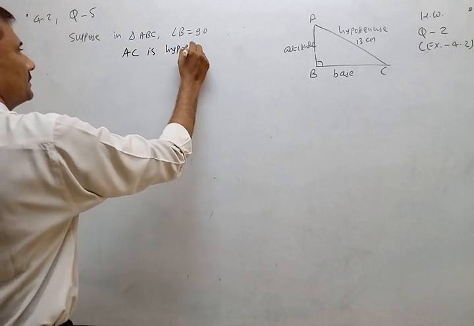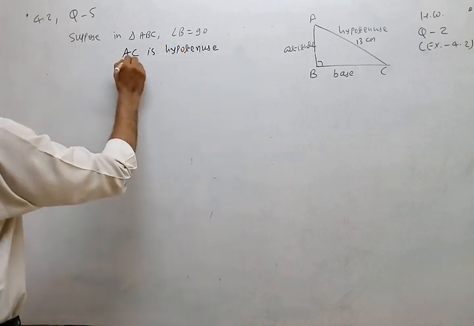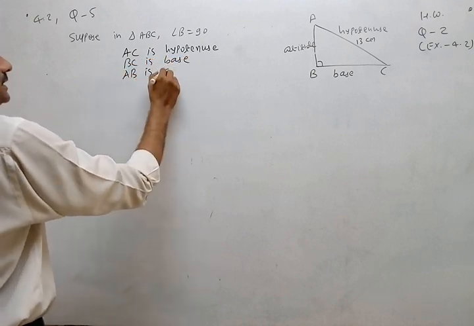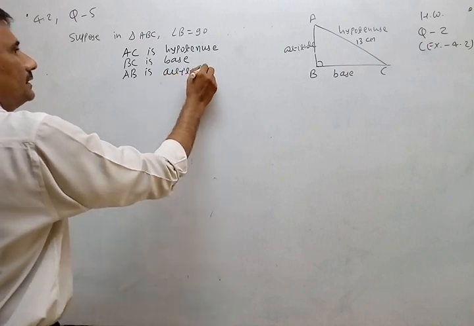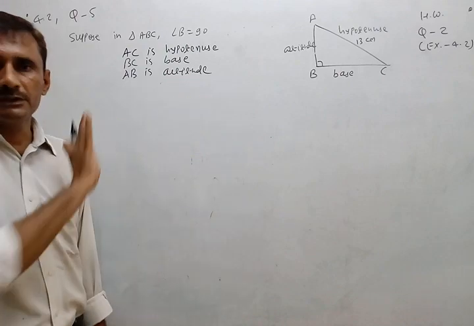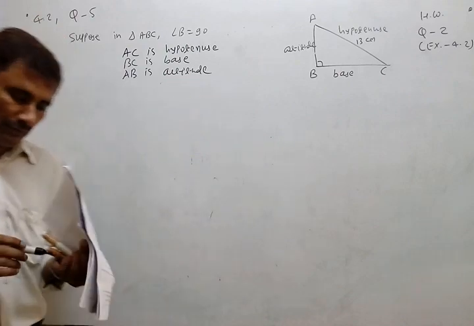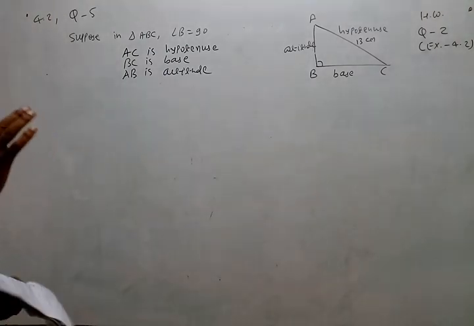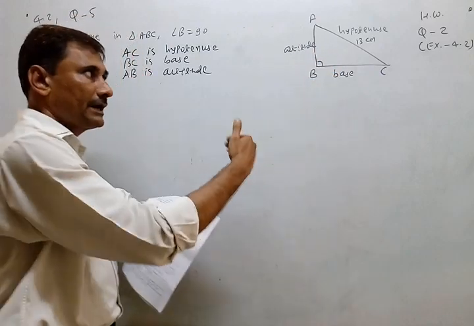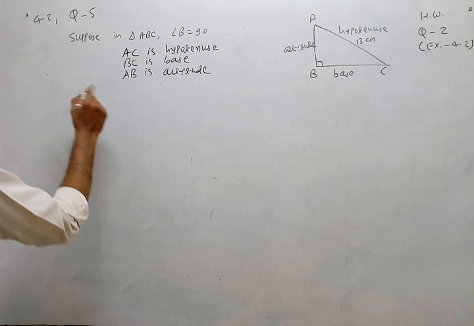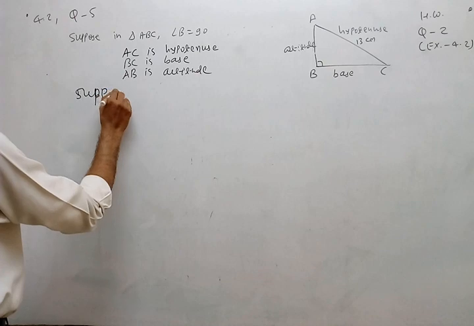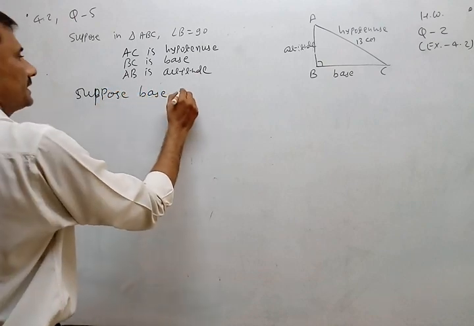Always you have to suppose and describe the figure. BC is the base and AB is the altitude. So we are very clear about the figure and the description. The figure must be there, the description should be there. Understand? Now everything is clear, and we have to suppose base. Why? Because the relation between base and altitude is given and at last base is given. That's why, let us suppose base is x centimeter.